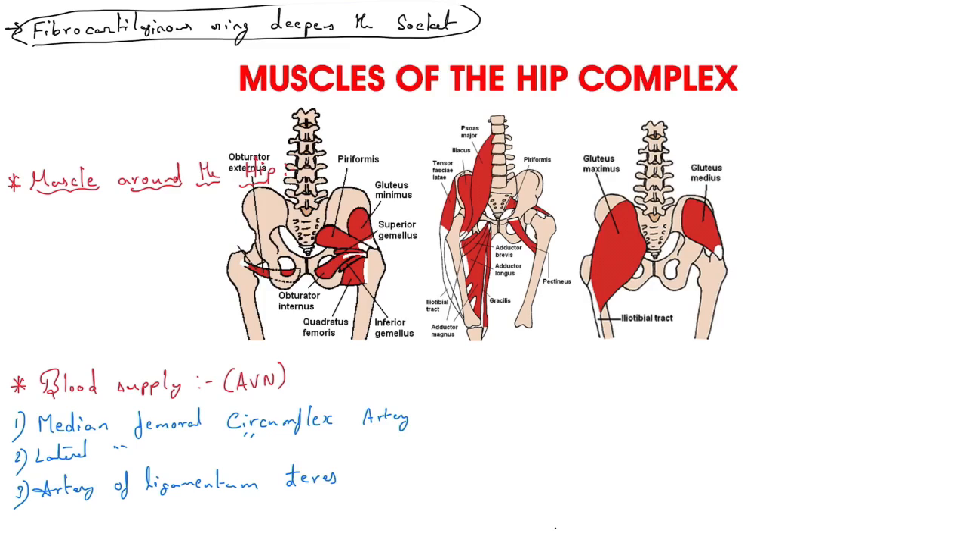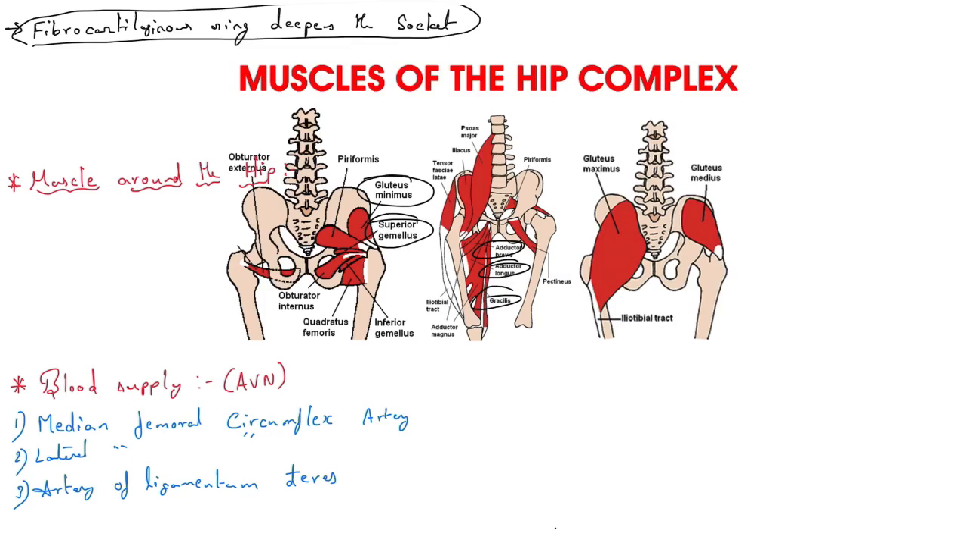Mostly we can see some gluteus minimus, and some iliopsoas muscles and adductors. This is adductor brevis, adductor longus and gracilis, and gluteus maximus, gluteus minimus and superior gemellus. Everything is attached to the femoral head. This will help with adduction.